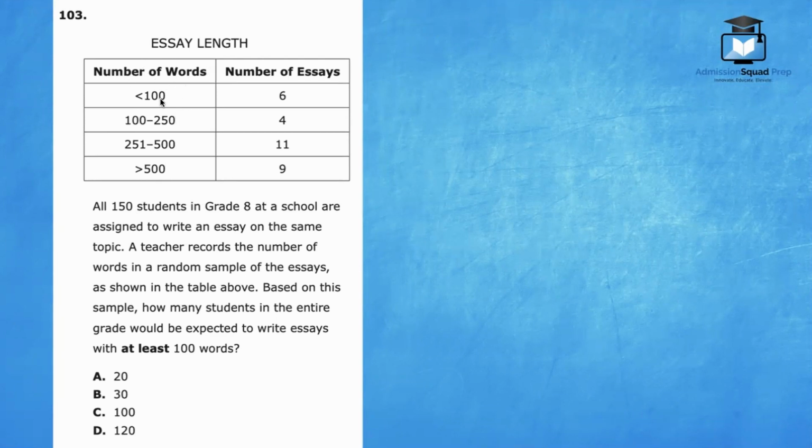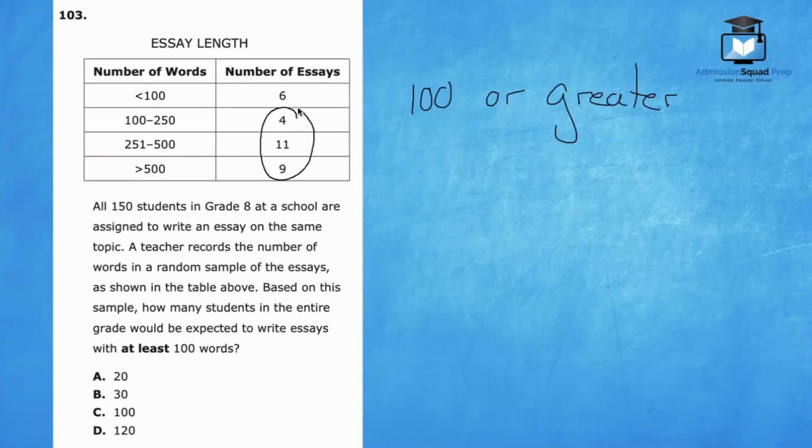We have number of words here, and it's split up into 4 categories. Less than 100, between 100 to 250, from 251 to 500, and greater than 500. We have 6 in the first category, then 4, then 11, then 9. The question is asking us how many students would be expected to write essays with at least 100 words. That means 100 or greater. So we are going to focus on these 3 categories: 100 to 250, 251 to 500, and greater than 500.